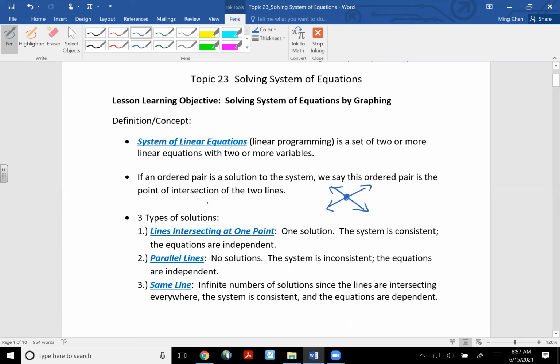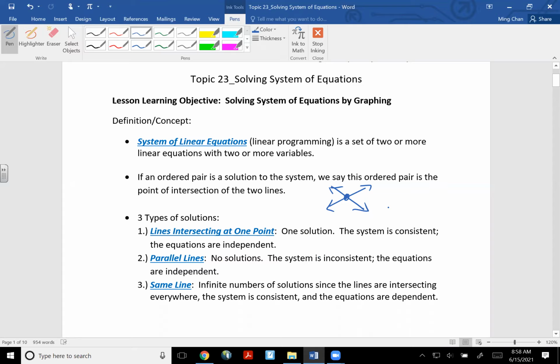All right. There are three types of solutions. That means there are what two lines can do. Two lines, I know, can intersect at one point. That means you've got one solution. Therefore, the system is consistent and the equations are independent of each other. All right. Consistent, you can think of it as meaning I have a solution.